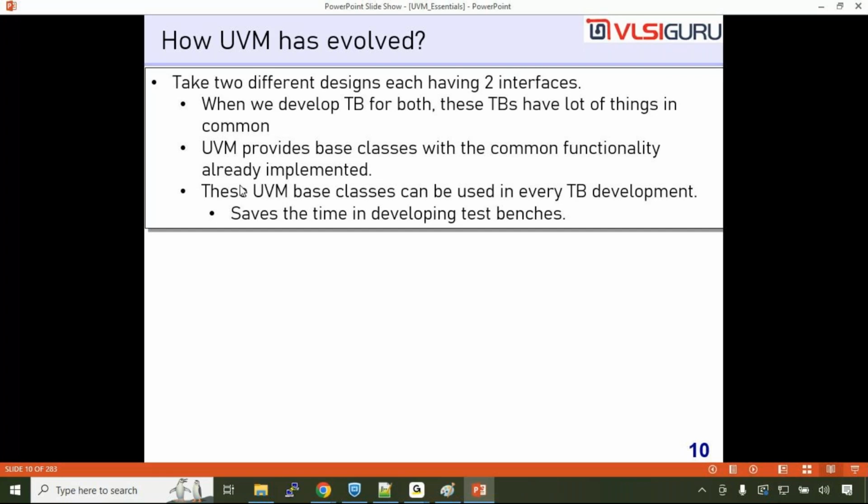Whatever is common to all the drivers is part of UVM driver. Whatever is common to all the sequencers is part of UVM sequencer. Because of that, you don't have to develop that common thing all over again.